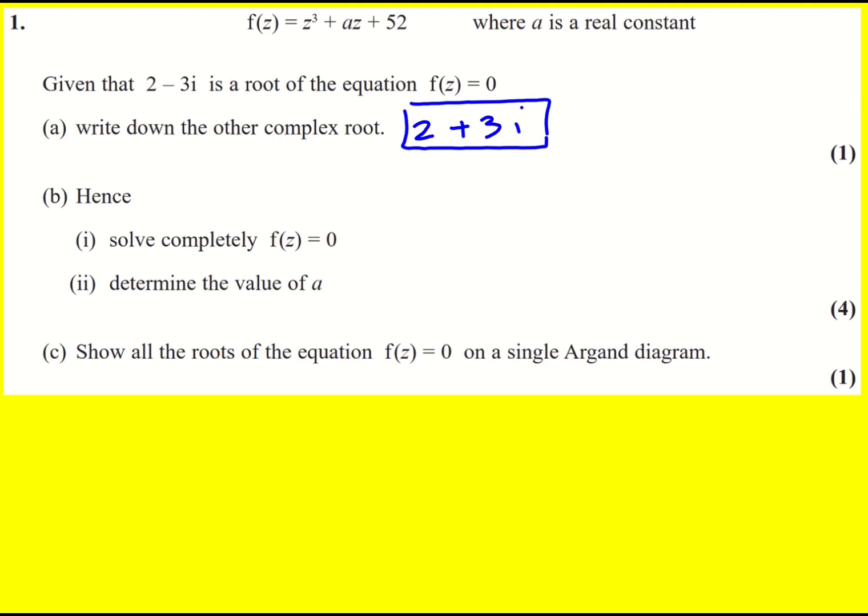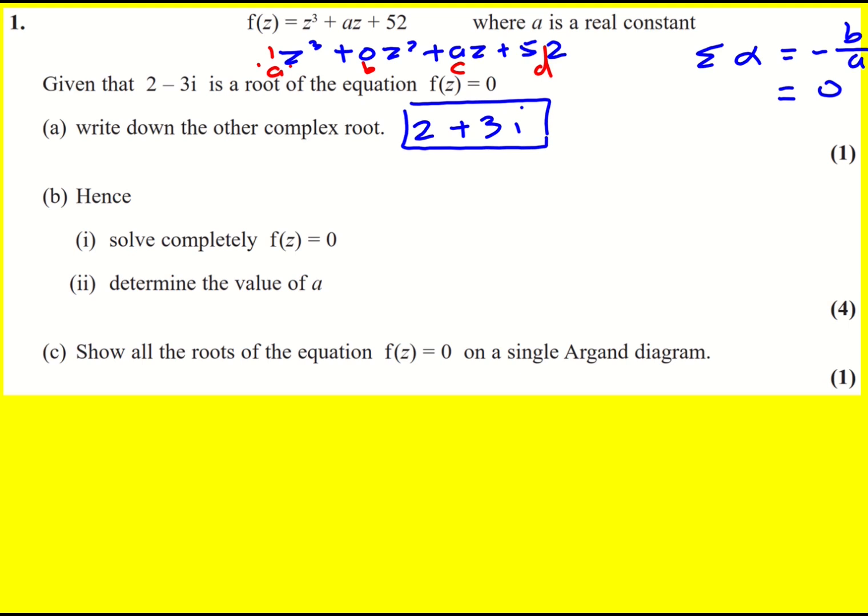Okay, two ways to do this. First up, I'm going to use roots and polynomials. So we know that the sum of the roots is going to equal minus b over a. Let me write it in the correct form, because there's no z squared term here: z cubed plus 0z squared plus az plus 52. So 1 is a, b is 0, c is a, so maybe I should put little inverted commas around that one, and d is 52. So the sum of the roots is minus b over a. In this case, it's going to be 0.